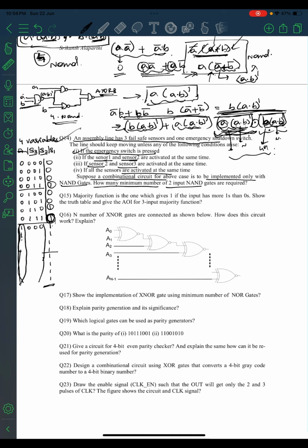Now coming to the 15th one, the majority function is 1, which gives 1 if the input has more ones than zeros. So what he is asking is to find the majority function for the 3-input function. The output is 1 if the input has more ones than zeros.